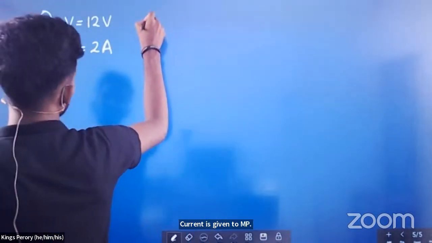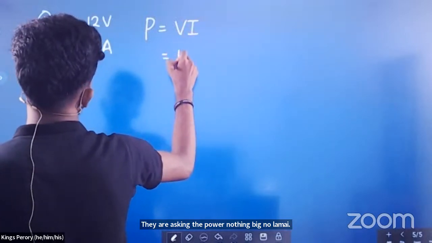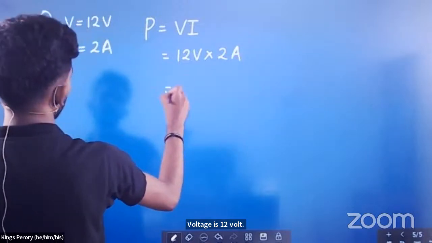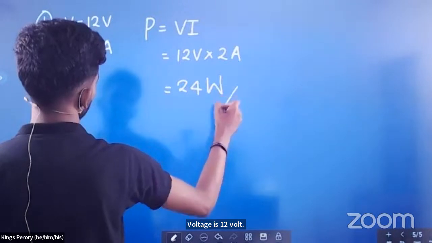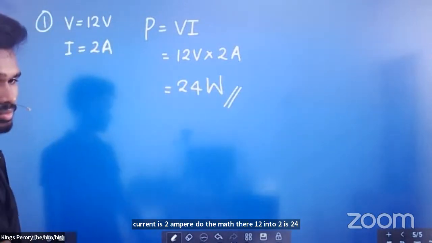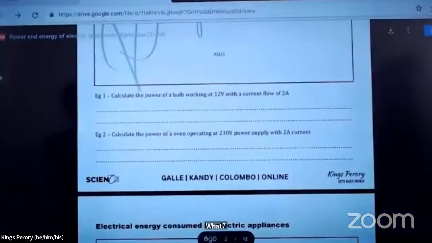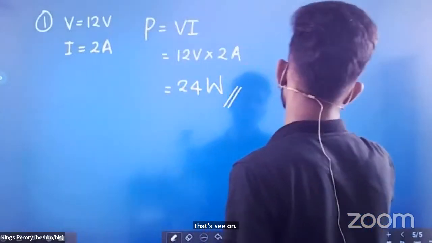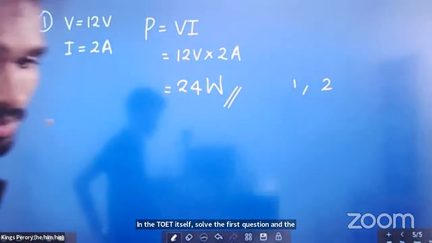Nothing big. Power is equal to voltage into current. Voltage is 12 volt, current is 2 ampere. Do the math: 12 into 2 is 24. That's the answer. In the tute itself, solve the first question and the second question. Work.